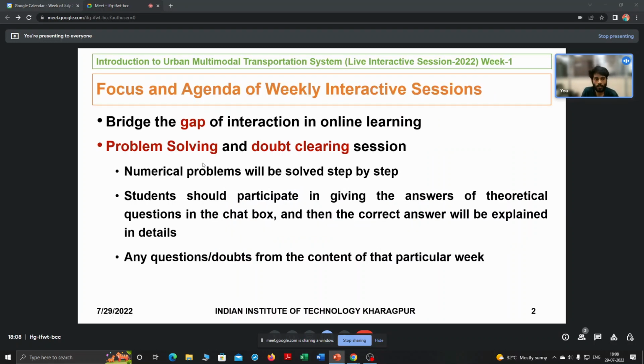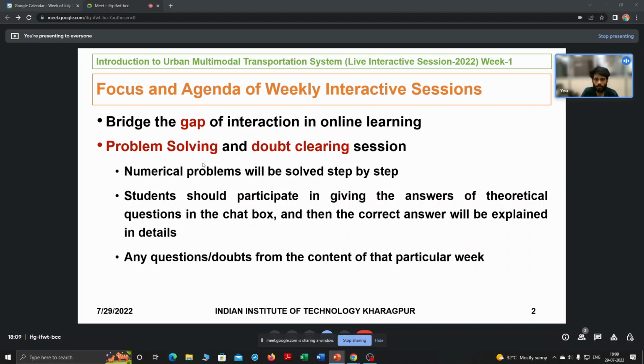So the focus and agenda of conducting these weekly interactive sessions is to bridge the gap of interaction in online learning. Usually, in any course that is offered worldwide, there is less interaction between the faculty or the course instructor and the students, right? Because of that, there are many disadvantages, right? So to bridge this gap, this session has been organized by NPTEL, right?